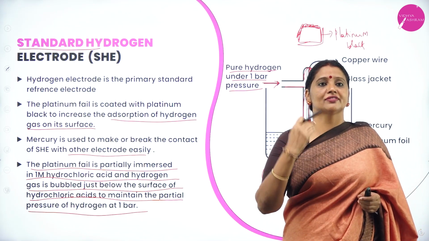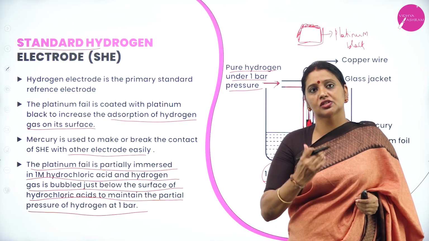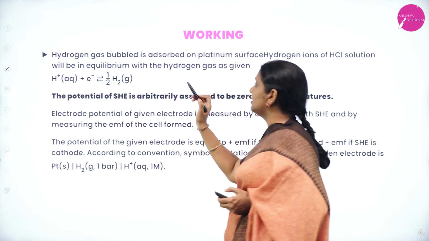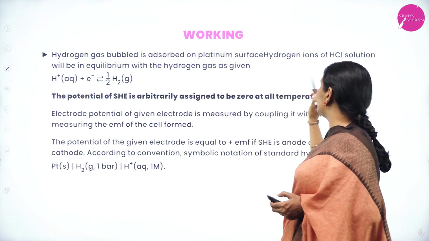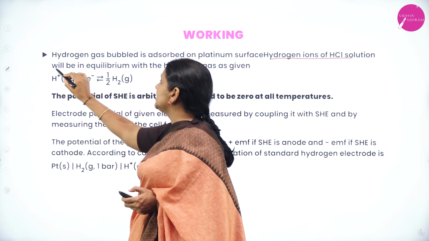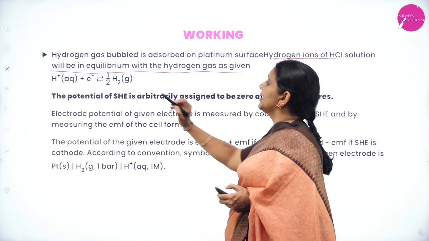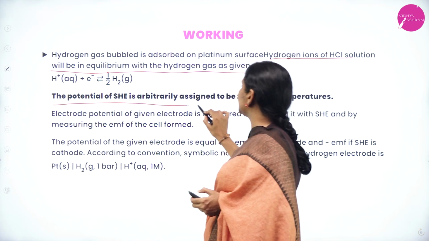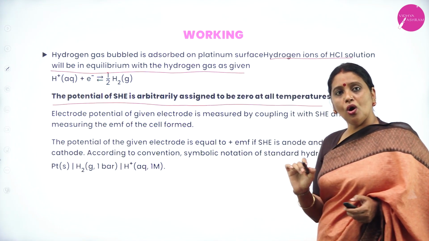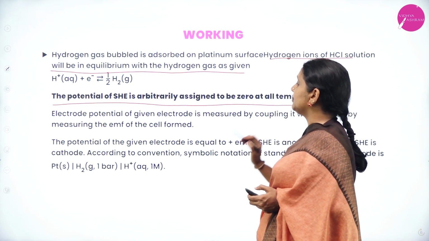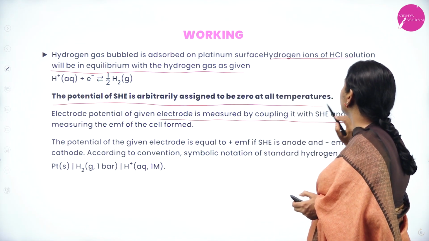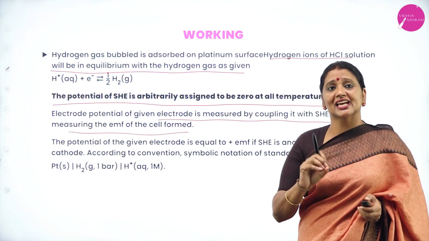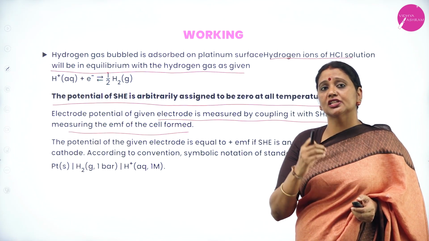What is the concentration of the HCl used? The concentration of HCl used is 1 molar. Now, the hydrogen gas bubbles are adsorbed on the platinum plate, and the hydrogen gas comes into equilibrium with H plus ions. The potential of SHE is assigned to be 0 at all temperatures. So, the electrode potential of a given electrode is measured by coupling it with SHE and measuring the EMF of the cell formed. Therefore, SHE is connected with the other electrode whose electrode potential is to be measured.